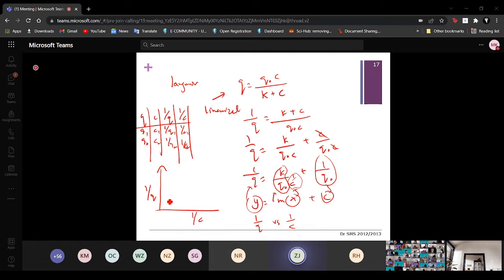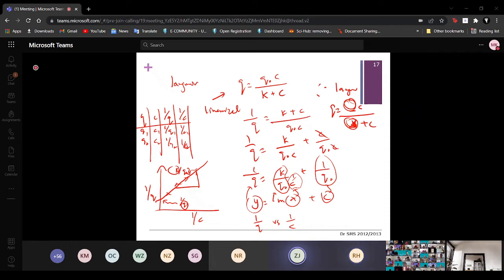From this plot, if you get a linear line, you know that the slope is equal to K over Q naught, and the intercept is equal to 1 over Q naught. Finally you can say that this is Langmuir. The Langmuir equation is Q equals Q naught times C divided by K plus C. Where do you get Q naught and K? From here: you can get the values from the line of 1 over Q against 1 over C. That's how you confirm it.